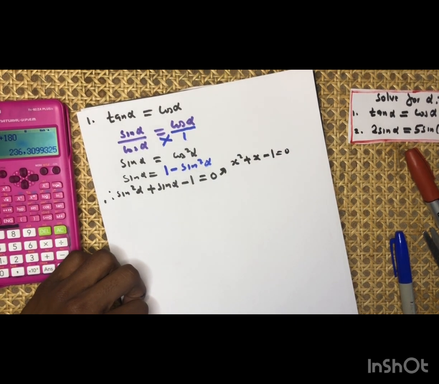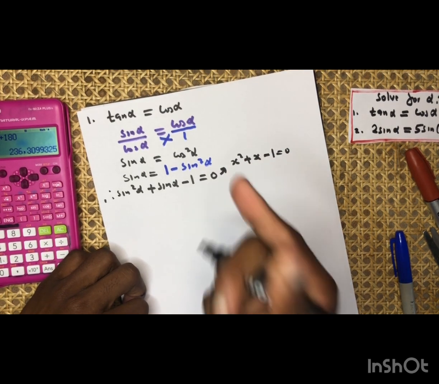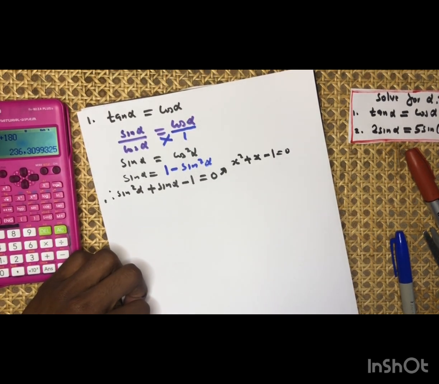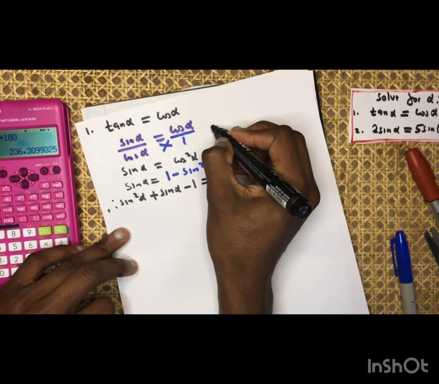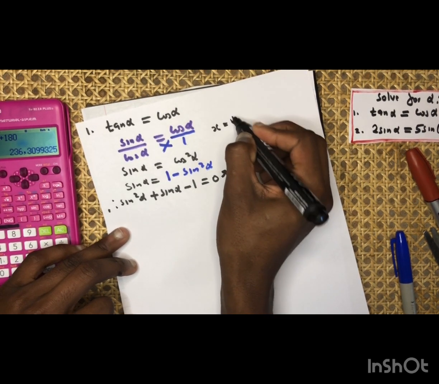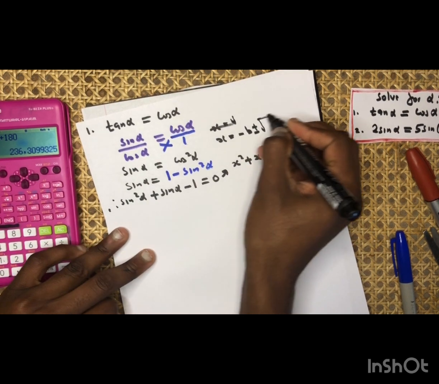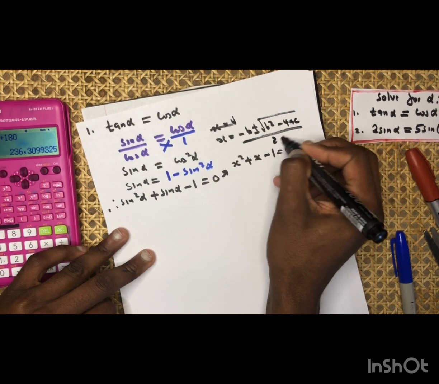We don't have the factors here. So if you don't have the factors, what do you do? You go to your quadratic formula. So I'm going to use the quadratic formula to find the solutions here. So guys, the quadratic formula says x is equal to negative b plus or minus the square root of b squared minus 4ac, over 2a.